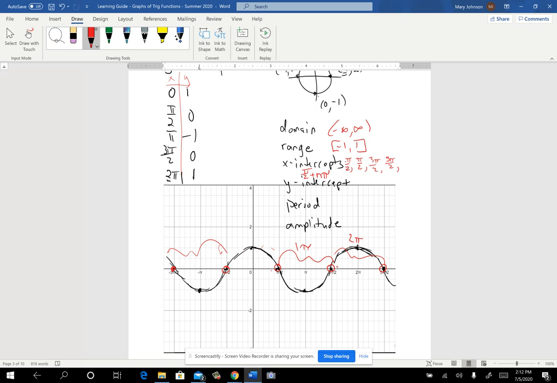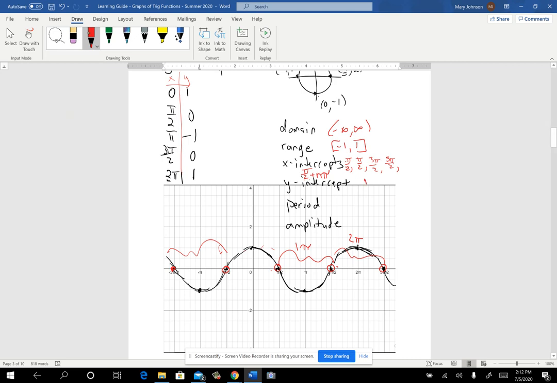And remember, all of these could be written as ordered pairs. You could put a 0 after each of those and create an ordered pair if you want. But the x-intercepts are at pi over 2 plus some integer times pi. All right, the y-intercept here is at 1, and we could write it as the ordered pair (0, 1).